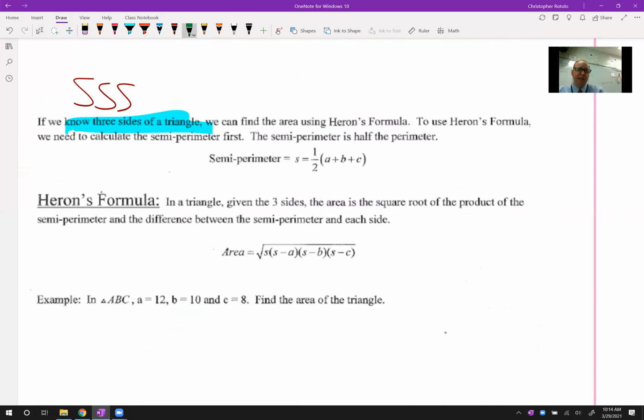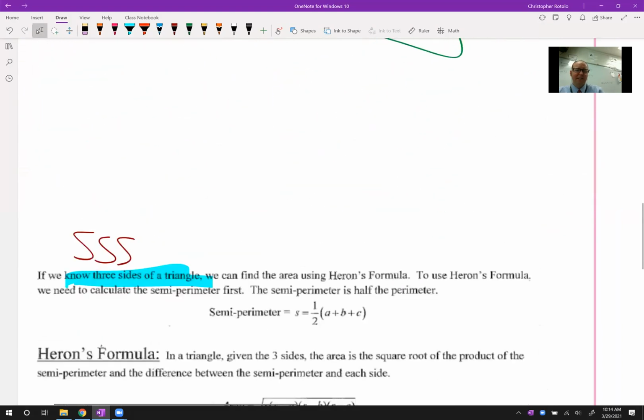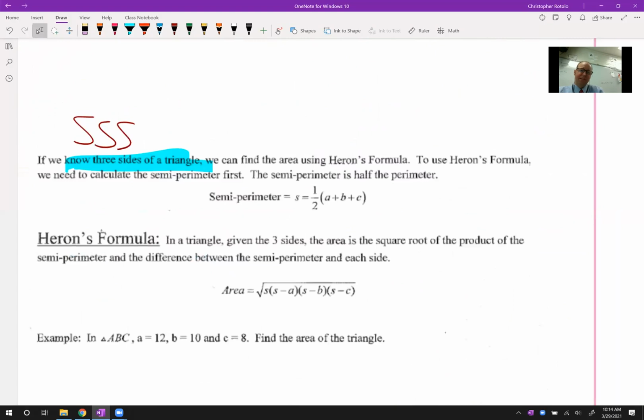So if you know 3 sides, can I still find the area? You're like, no, you just told me I needed 2 sides and an angle. Well, if I had 3 sides, I can find out an angle, but there's a different way as well. Okay, so we could almost set this up so we can prove it in 2 different ways. Okay, so we have Heron's formula.